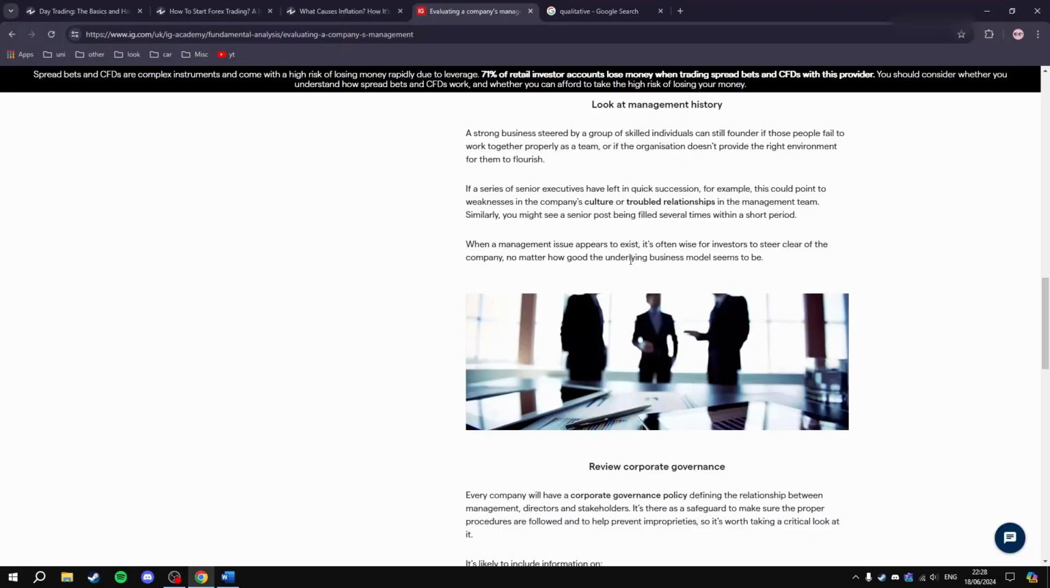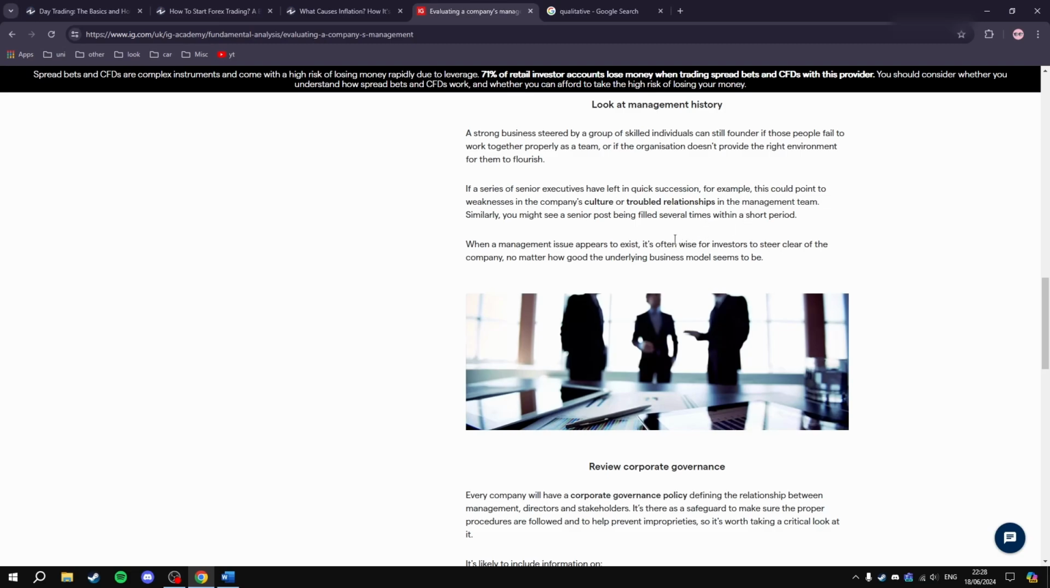A strong business steered by a group of skilled individuals can still founder if those people fail to work together properly as a team, or if the organisation doesn't provide the right environment for them to flourish. If a series of senior executives have left in quick succession, for example, this could point to weakness in the company's culture or troubled relationships in the management team.